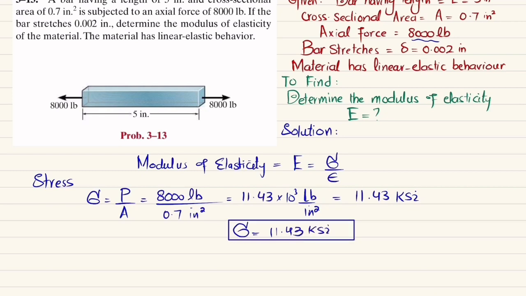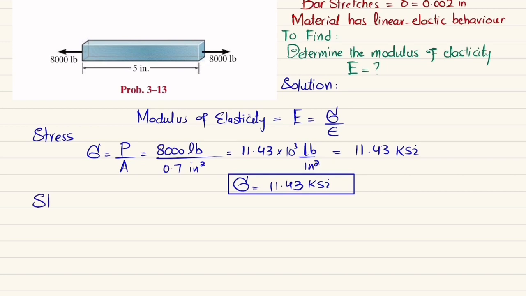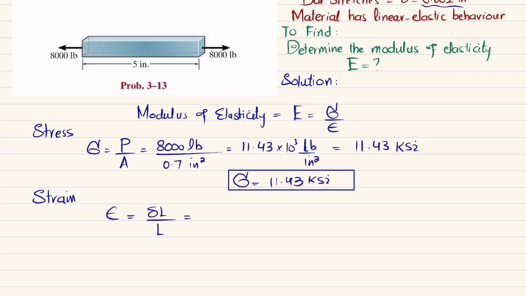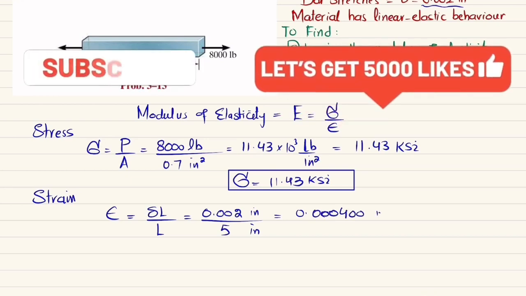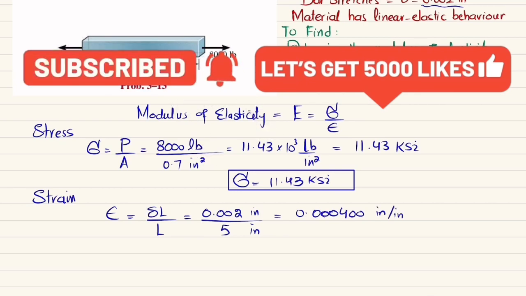Now in the second step, we are going to find strain. And you know that strain is equal to change in length divided by original length. Let me write original length, L. The change in length or stretch is given as 0.002 inch, and the original length of this bar is 5 inch. So inch divided by inch, and you will get 0.000400 inch per inch, or unitless because they will cancel each other.